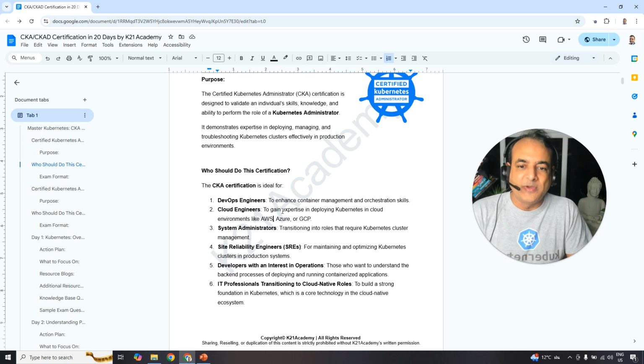Also, system administrators or site reliability engineers, if you're managing site reliability, definitely. Or a developer who also has an interest in operations, some people want to move in that direction, or anyone who is working on cloud or cloud native roles, then this is useful.